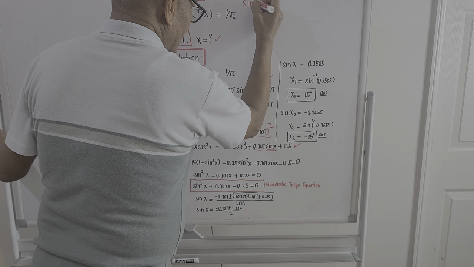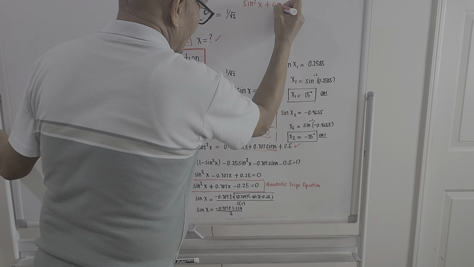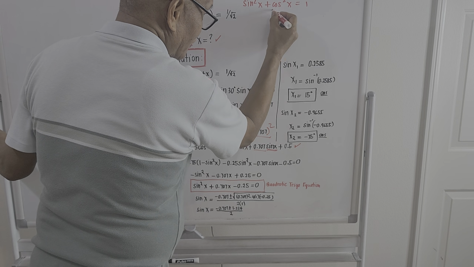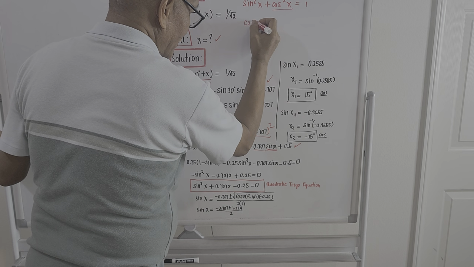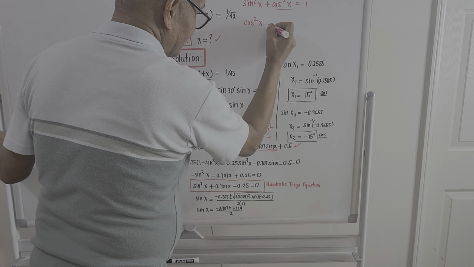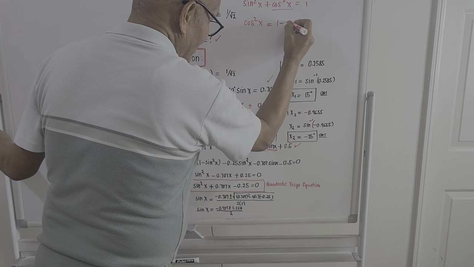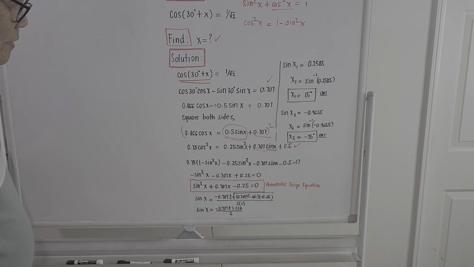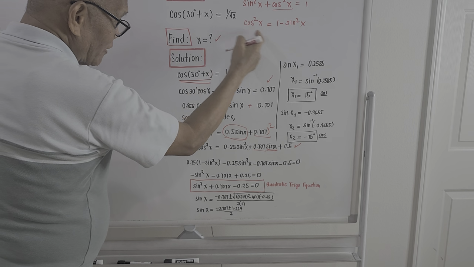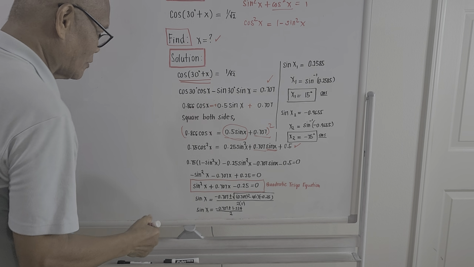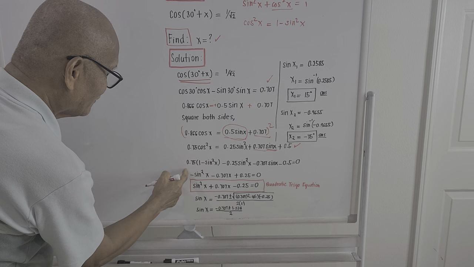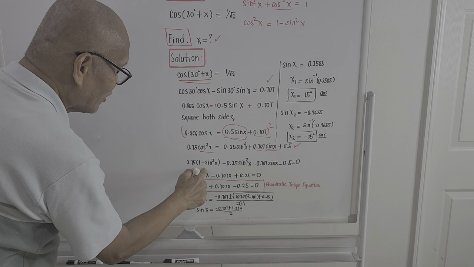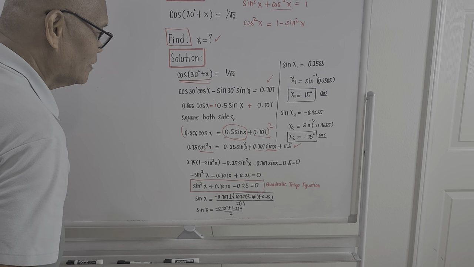sine square of x plus cosine square of x is equal to 1. So if we try to take the equivalent of cosine square of x, cosine square of x should be equal to 1 minus sine square of x. Okay? So I will replace cosine square of x by 1 minus sine square of x. So this will now be 0.75 times the equivalent of this in terms of sine square, which is 1 minus sine square of x. Okay?